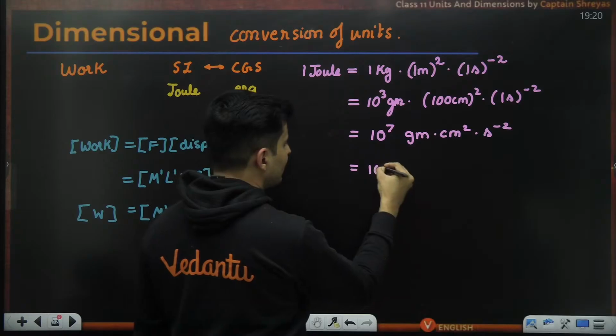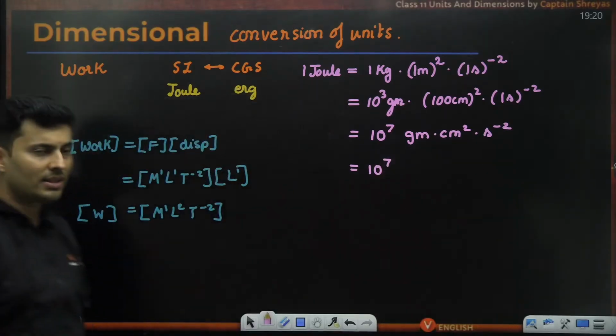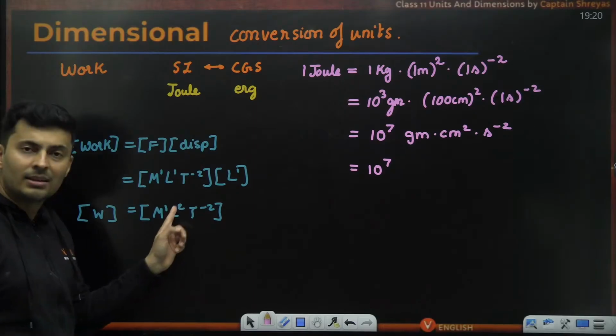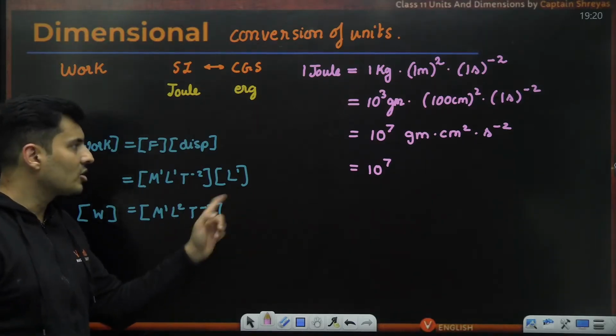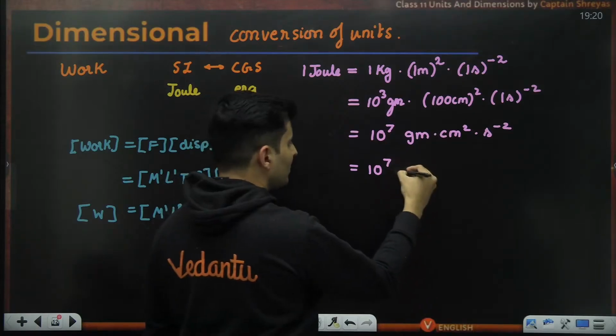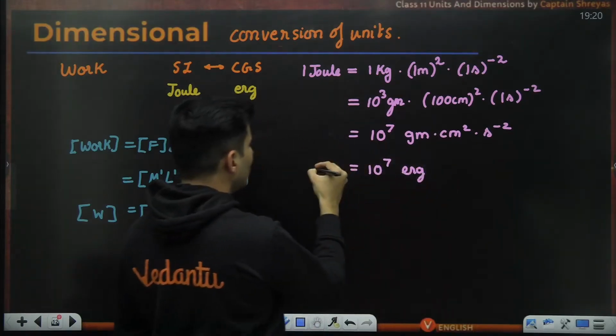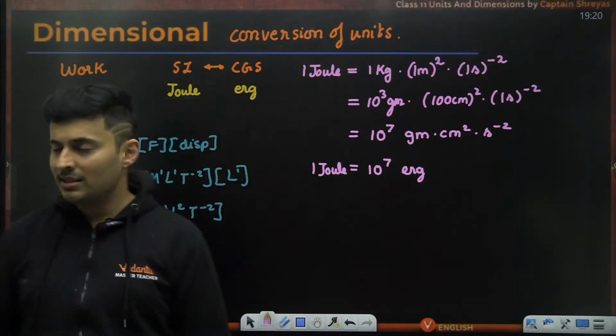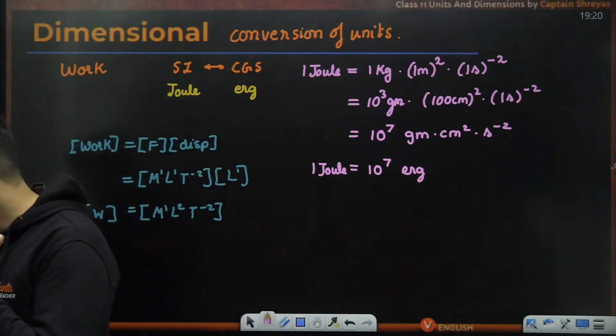So what is this gram centimeter square per second square? Gram is mass, centimeter is length, square, second raised to minus 2. Exactly, this should be the CGS unit of work. So this will be nothing but ergs. So a joule is 10 to the power 7 ergs. Is this absolutely clear?